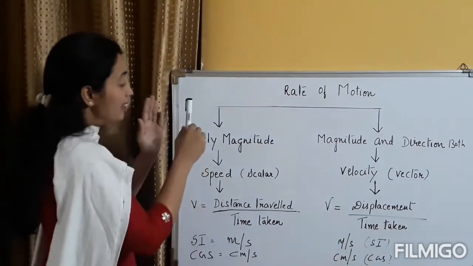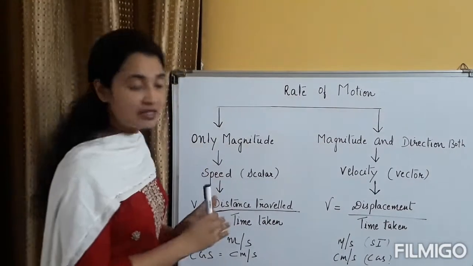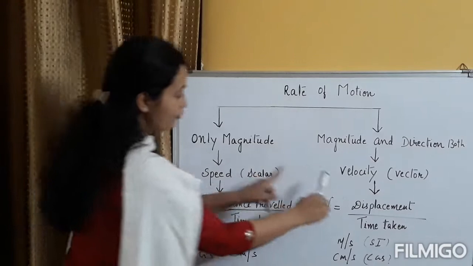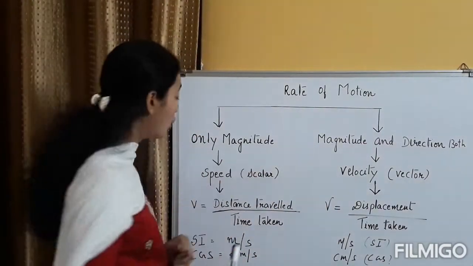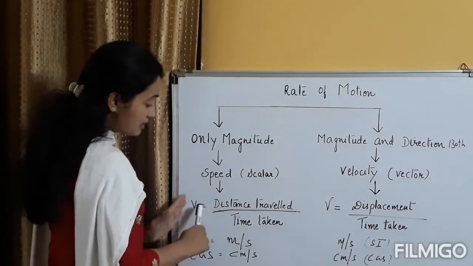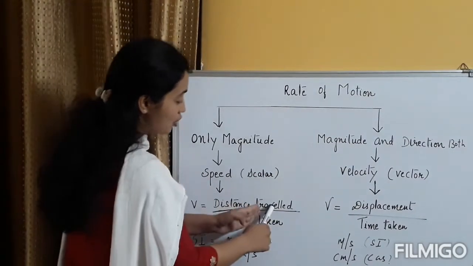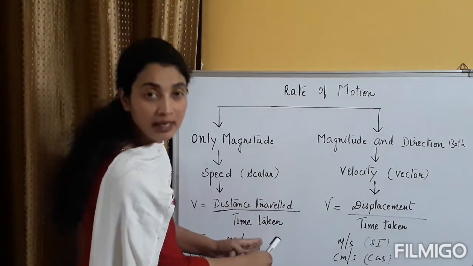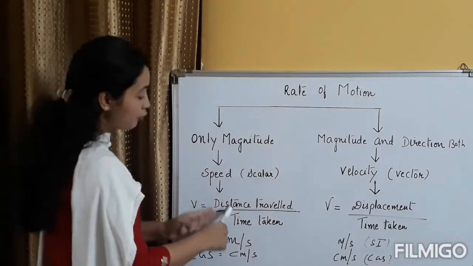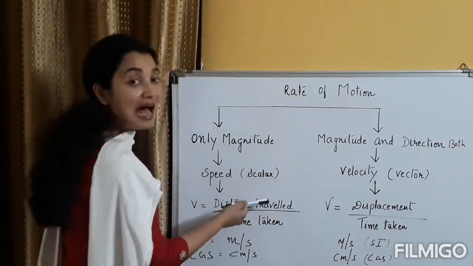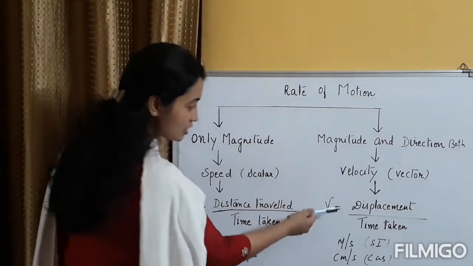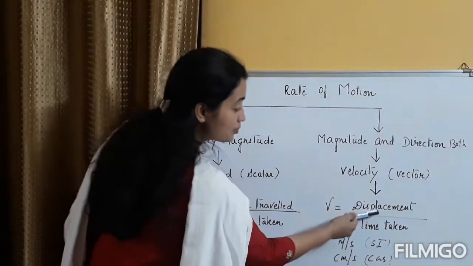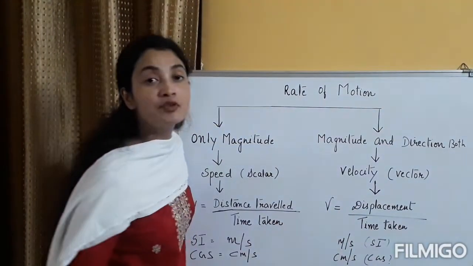Now, how to write the expression mathematically? Speed or velocity? Generally, we prefer to denote both the terms with V only. So, V is equal to distance travelled upon time taken. We are measuring the rate of motion as how much distance has been covered in the given time interval. Whereas velocity is the displacement upon time taken.